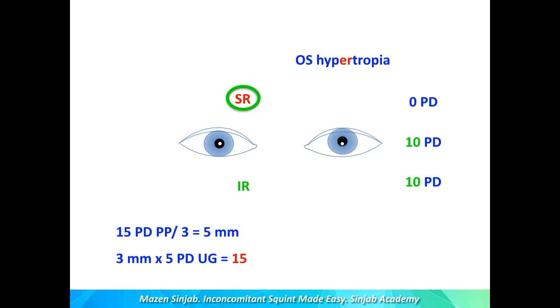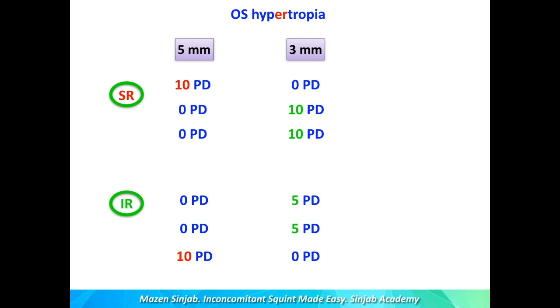Now, as you see, we have 4 possibilities. We can summarize the possibilities here. If I want to work on the superior rectus 5 millimeters, I'm going to induce hypercorrection in up gaze by 10 prism diopters, and if I operate on the superior rectus by 3 millimeters, I'm going to induce hypocorrection or undercorrection on primary position of gaze and down gaze. And if I operate on the inferior rectus by 5 millimeters, I'm going to induce overcorrection in the down gaze by 10 prism diopters, and if I operate by 3 millimeters, I'm going to induce undercorrection in up gaze and primary position of gaze.